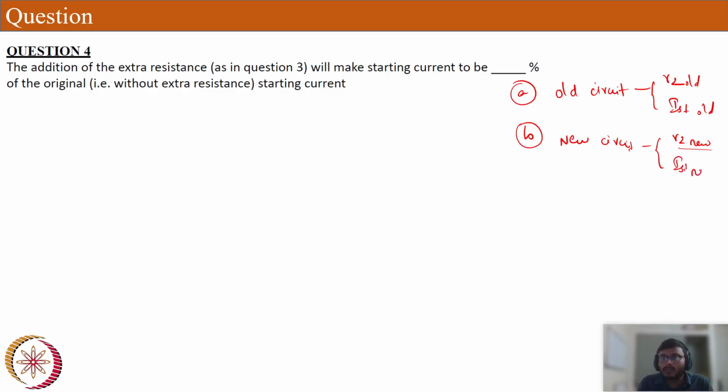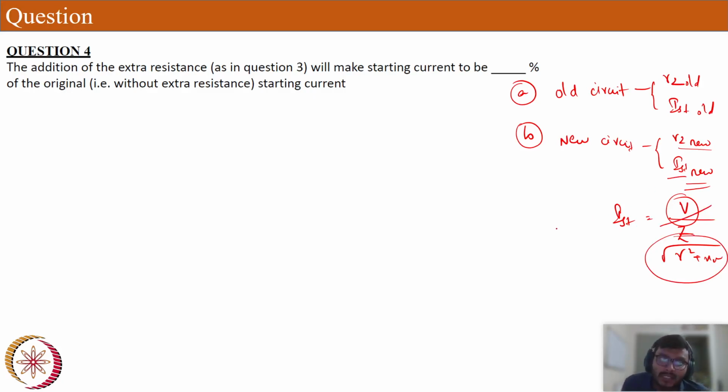Now starting current will be changed, because we know starting current is equal to voltage by impedance, that is root of R square plus X square. Now V anyhow is constant. Now it's inversely dependent on the impedance only. Now we will have a new starting current. Okay. Now they are asking, just the addition of extra resistance will make what percentage change in this? Now see, this is very simple. It depends on the impedance. So the new starting current divided by old starting current will be inversely proportional. Here it will be old impedance. That is, how much is the old impedance?